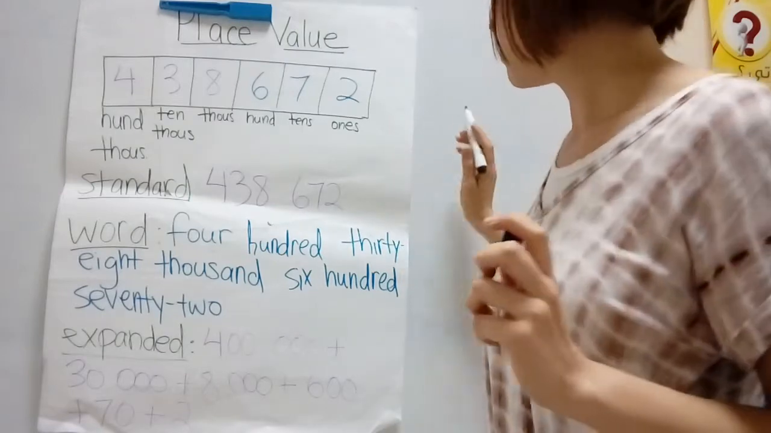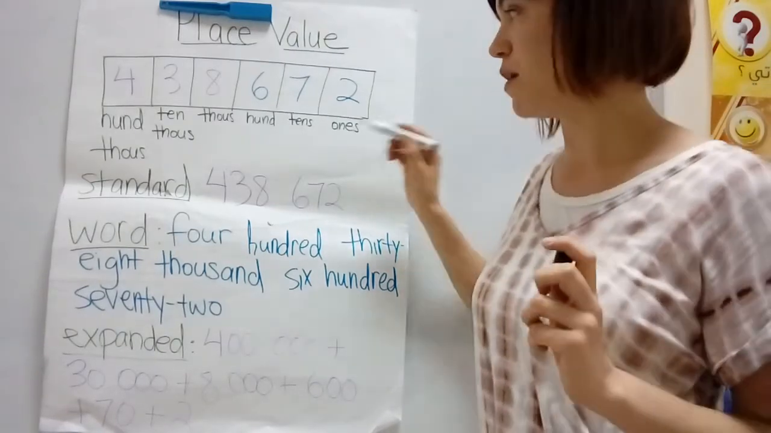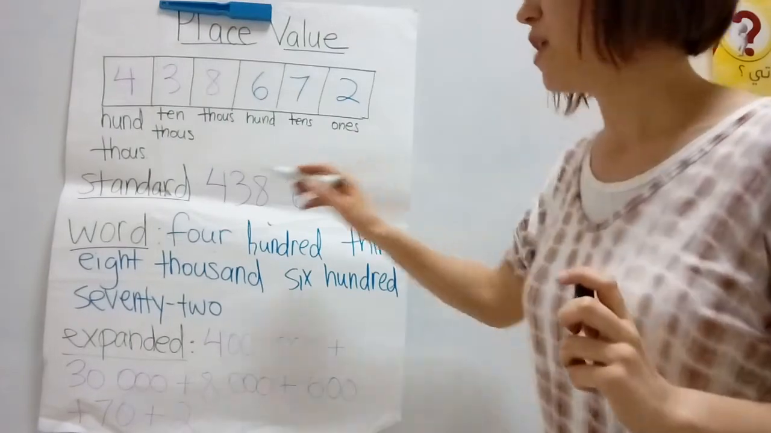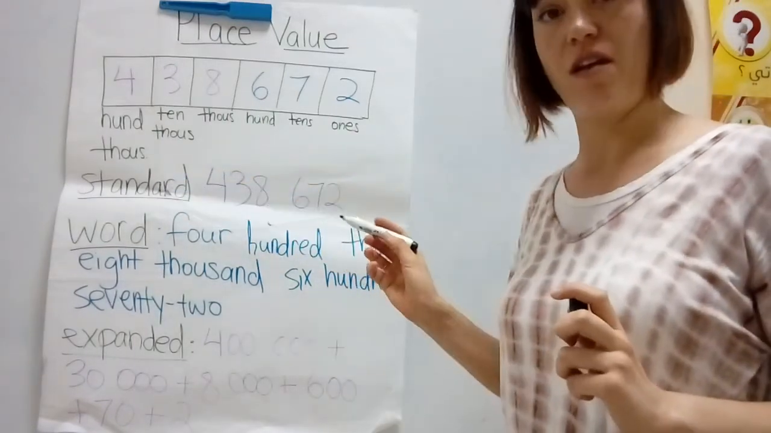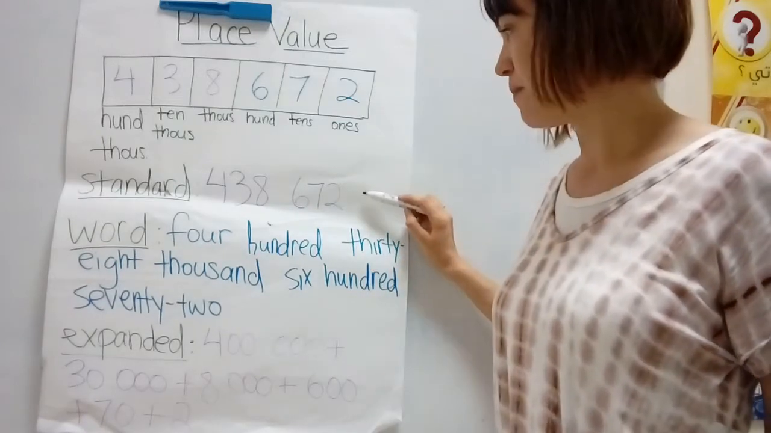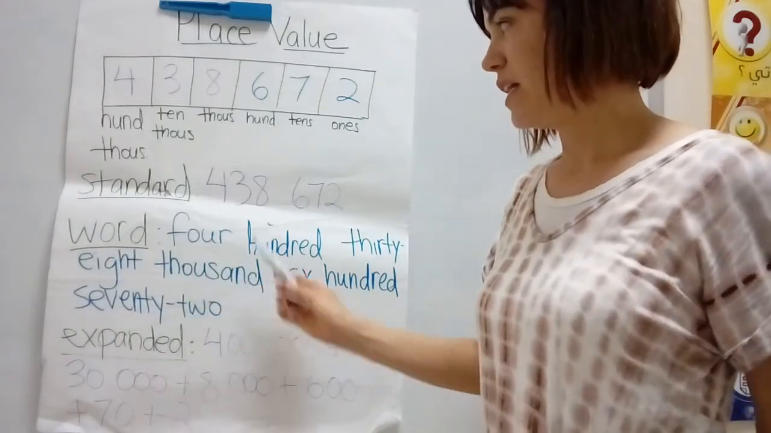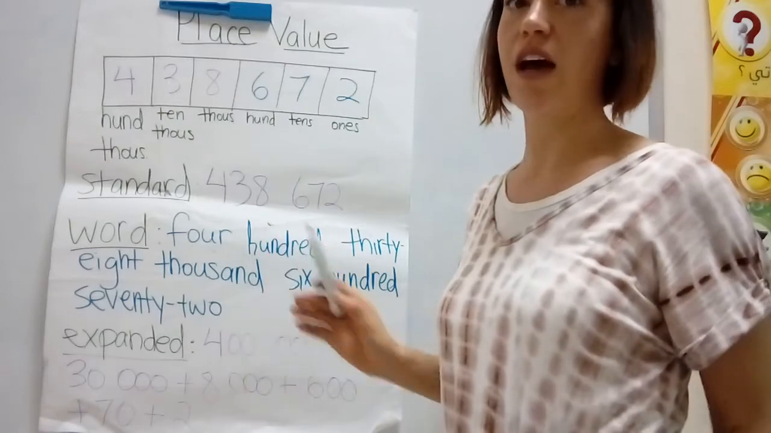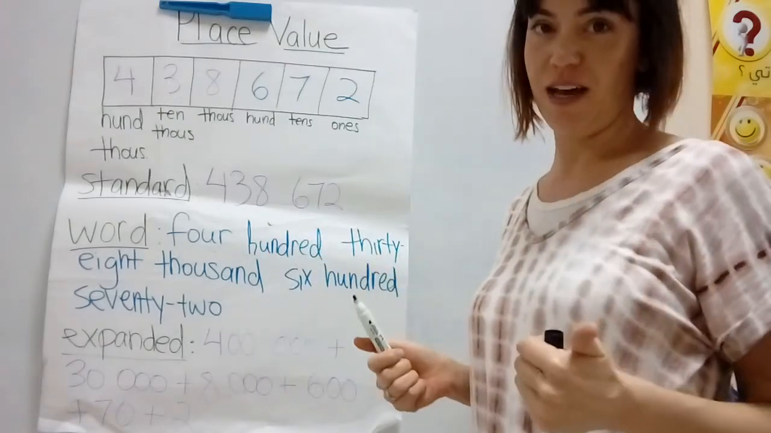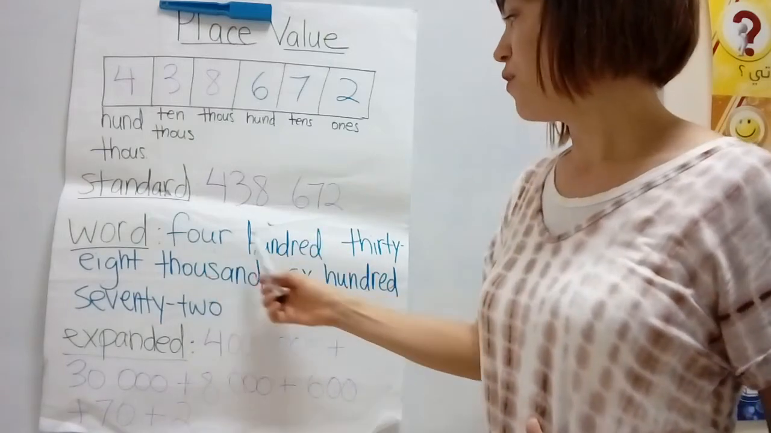Part 2 of the review is talking about standard, word, and expanded form. So the standard form of the number is just writing it the regular way that you would normally see it. The word way is you need to sound it out. I will give full marks if the spelling is wrong, but I can tell what the number is.